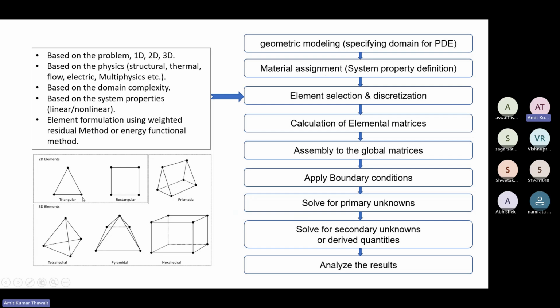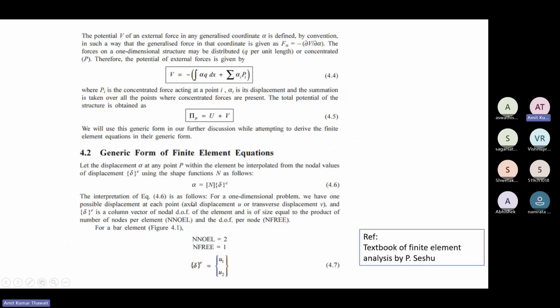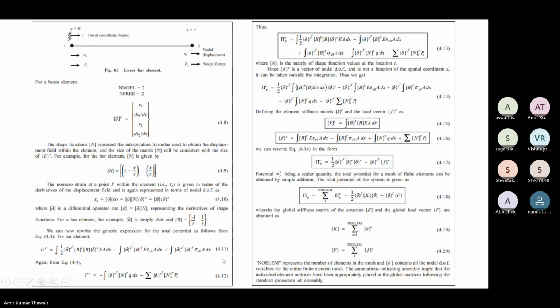So we'll get values here, here, here, and then we use some interpolation function to get the quantities anywhere inside this element. That interpolation function is called the shape function N. This shape function also depends on the element. For different elements and different problems, we have different shape functions. And this alpha is the quantity at any location inside the element.